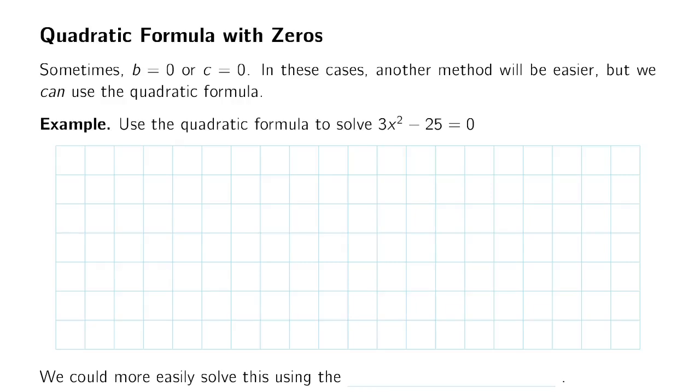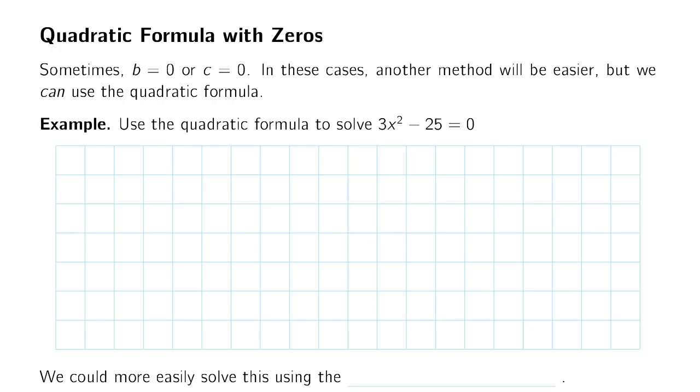One of the places we often run into trouble using the quadratic formula is in situations where one of b or c is 0. So either there's no x term or there's no constant term. In these cases, another method of solving our quadratic equation will be an easier method, but we can still use the quadratic formula. So here we have the quadratic equation 3x squared minus 25.